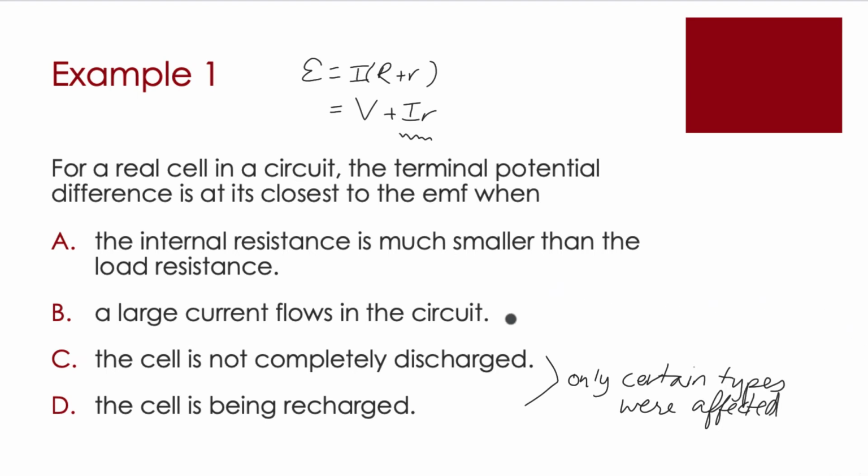If I look at B here, if I have a larger current, then this value of IR will be increased as well, and that means our EMF and our terminal voltage will be farther apart. Let's look here. The internal resistance is much smaller than the load resistance. Yes, that will reduce that last factor.